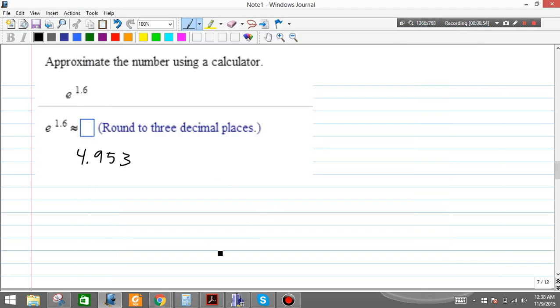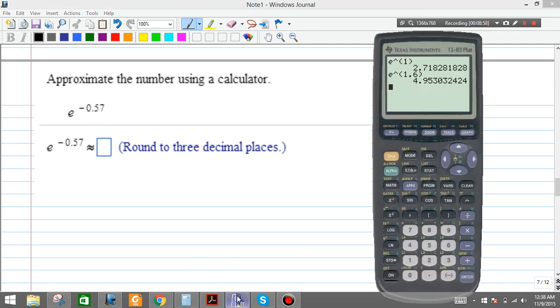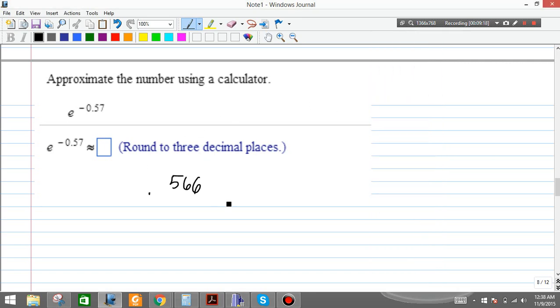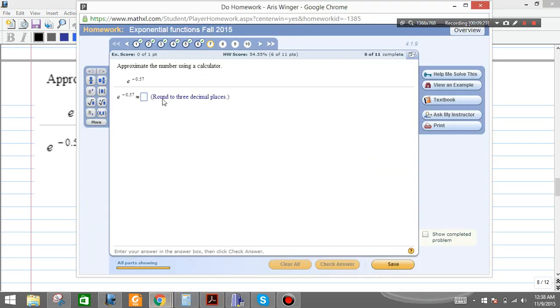e to the negative 0.57, we'll put that again in here. e to the negative 0.57. Round to 3 decimal places, 0.566. Put that in. See if that works. Okay.